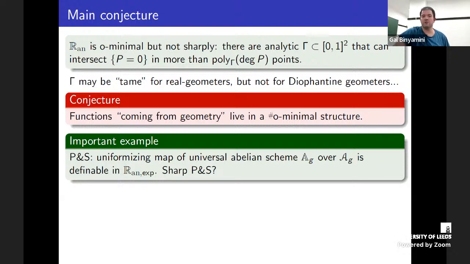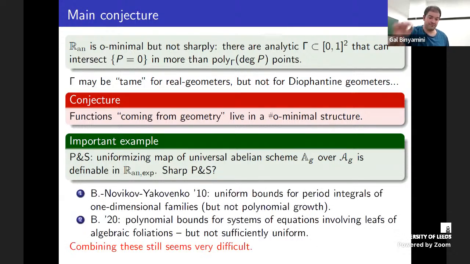And this is a very important result in these applications in Diophantine geometry. So when you prove the André-Oort conjecture for A_g, for example, you use exactly these kinds of maps. Okay, so, for example, I would very much like to know if this result of Peterzil and Starchenko holds in the sharp sense. So is there some sharply o-minimal structure that contains these maps? We don't know. I don't know.